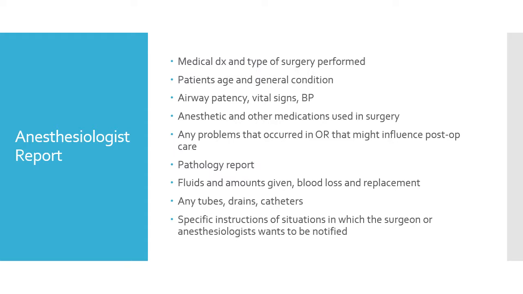Any kind of pathology report, and if it was reported to the family, fluids and the amount that was given, any kind of blood loss, and if they had to replace anything. They also need to know if there are any tubes, drains, or catheters that they need to monitor. They need to know the specific instructions, and they need to know the location of the client's family.